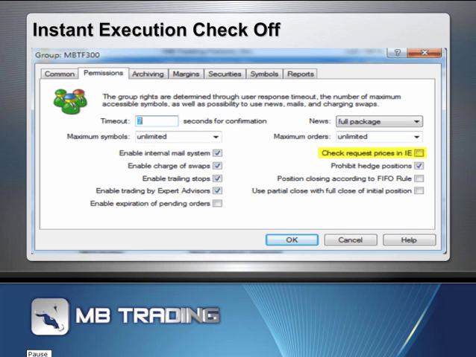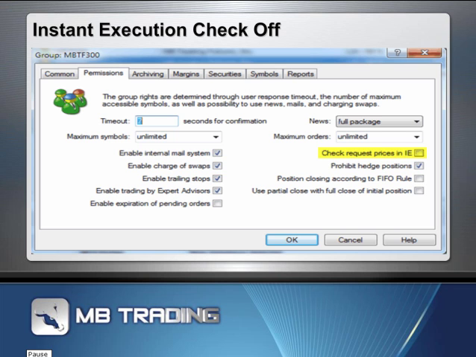Here's another slide or screenshot from the server software that's called the permissions tab. Basically what it shows you is a couple things. First of all, the key line to me is the highlighted line in yellow, the check request prices in IE. Again, that stands for instant execution. What that basically means is an instant execution is where you're basically sending an order to the desk and you're saying, I want to fill or kill. I see a current price, I want to fill at that price right now or give me nothing. Okay, and that's called an instant execution.